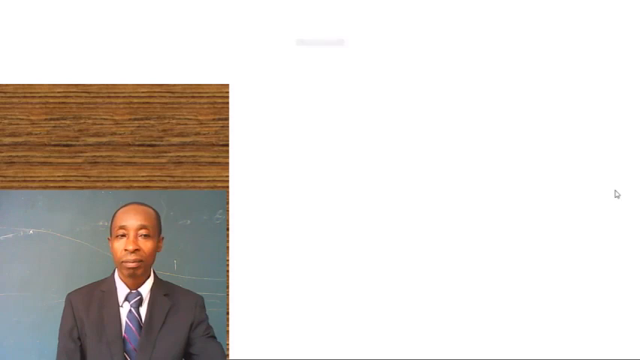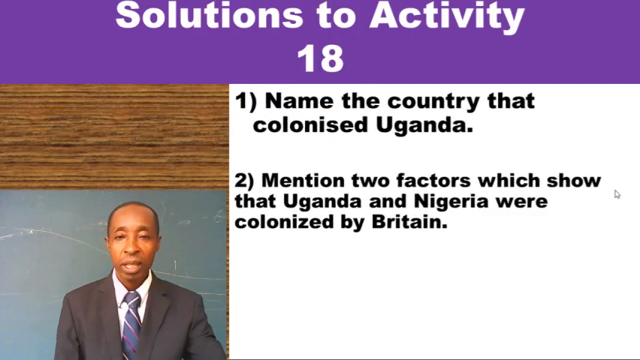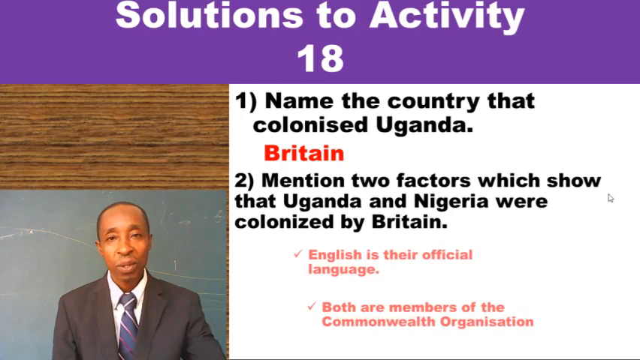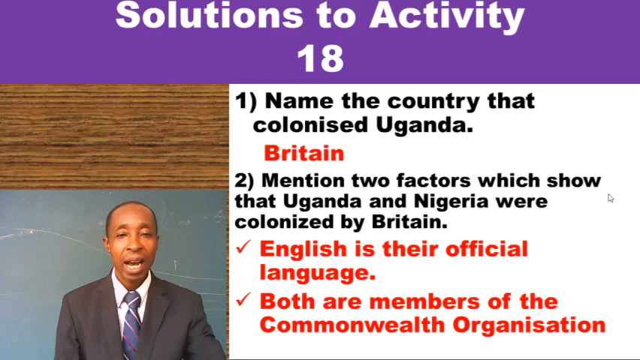Solutions to the activity. Question one, name the country that colonized Uganda, and the solution there is Britain. Question two: mention two factors which show that Uganda and Nigeria were colonized by Britain. Here we have two countries, Uganda and Nigeria, meaning both were colonized by Britain.